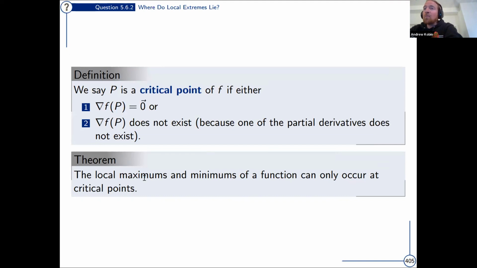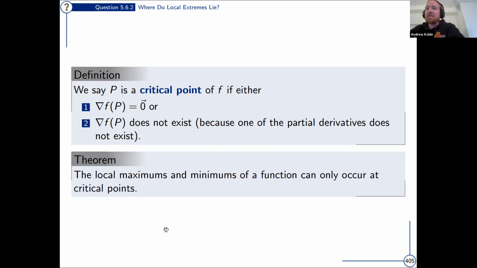Or if one or both partial derivatives fail to exist, this would mean the gradient is not defined at P, and we'll also say that that's a critical point. You should think of a critical point that's defined this way, where the gradient is undefined, as a point to go investigate further. It's not necessarily a max or min of the function, but it could happen, just like we have the notion of a sharp corner or cusp in single variable calculus, that could be the max or min of a function. And here's a theorem.